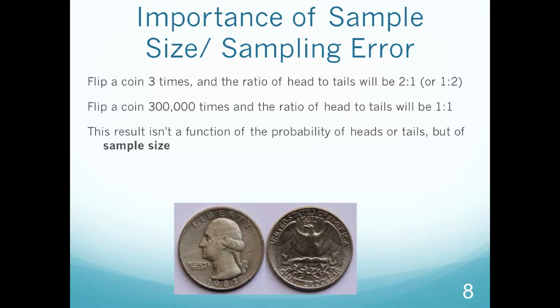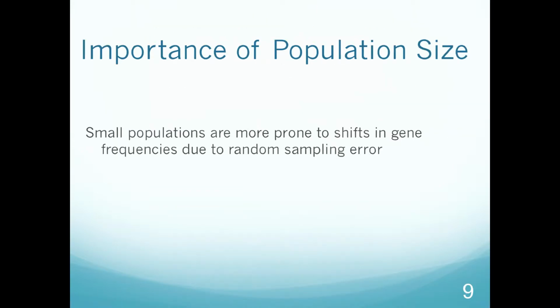This is not because the probability of head or tails is different for this coin. It's a 50-50 coin, but it's because of sample size, and that's the same concept that underlies genetic drift. So, based on this concept, it's fairly intuitive then that small populations are basically small sample sizes of the alleles in that population. And since they are small sample sizes, they are more prone to large shifts in gene frequencies due to this random sampling error.